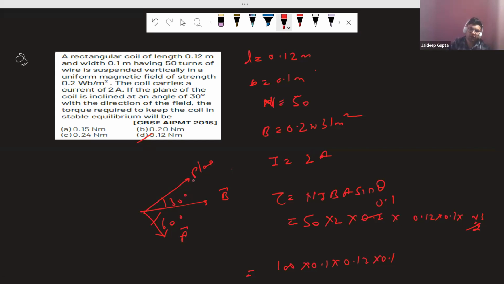The angle between the plane and the magnetic field was given. But in the formula, you have to use the angle between the area vector and the magnetic field. So just remember, if the plane makes an angle of 30 degrees, the area vector will make 60 degrees with the magnetic field.